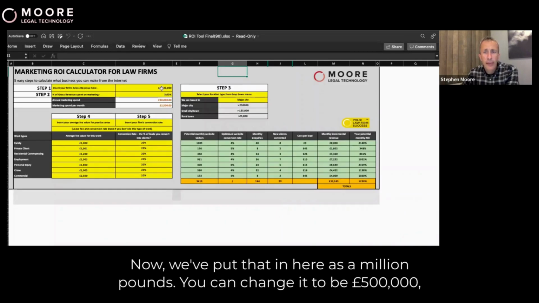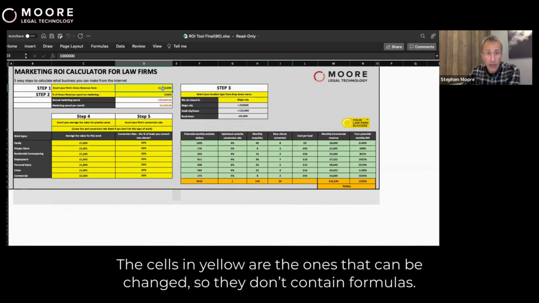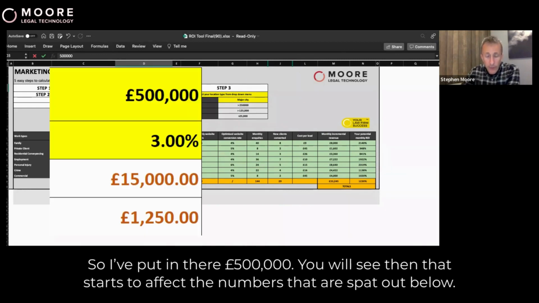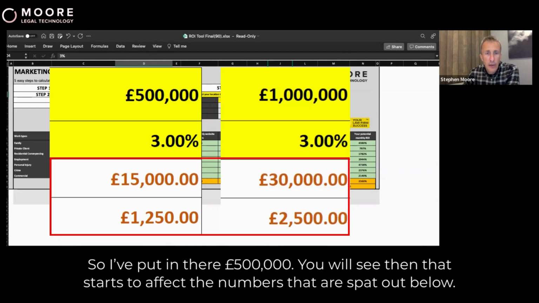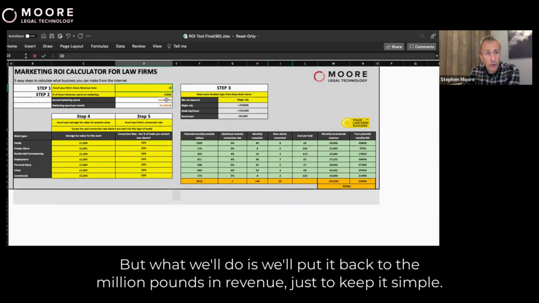Now, we've put that in here as £1 million. You can change it to be £500,000. It can be dollars. It can be baht. It can be whatever currency. That doesn't really matter. This can be amended. The cells in yellow are the ones that can be changed, so they don't contain formulas. So I've put in there 500,000, and you'll see that starts to affect the numbers that are spat out below. But we'll put it back to the £1 million in revenue, just to keep it simple.